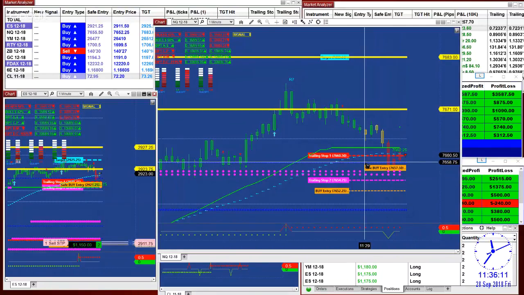Now we are getting a new signal short. As long as this ES and NASDAQ are above the safe entry, we are long. We're thinking long. We're not thinking short.